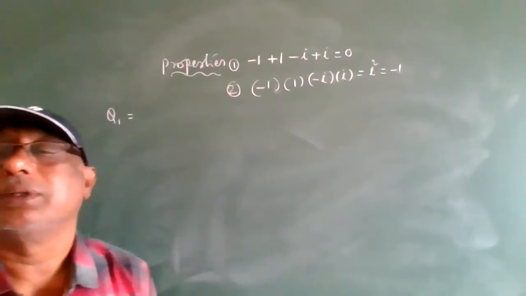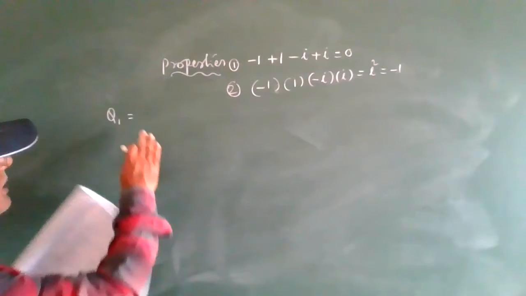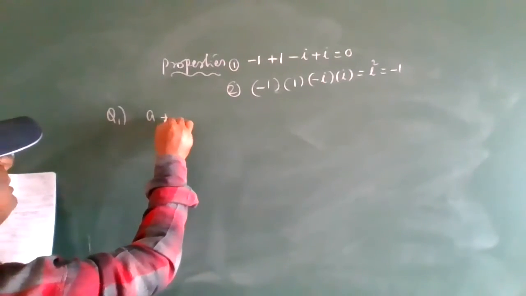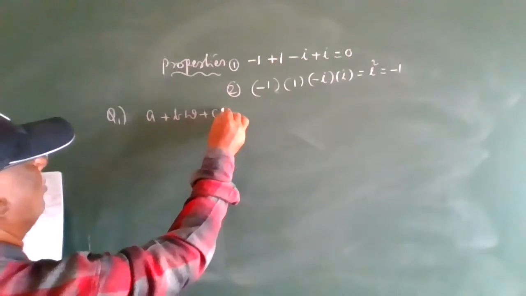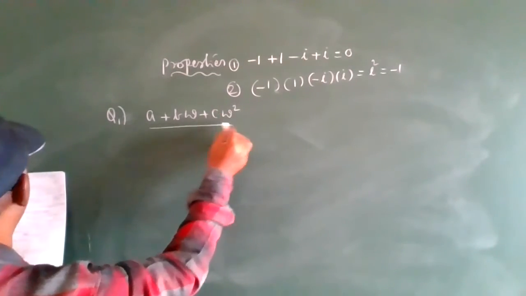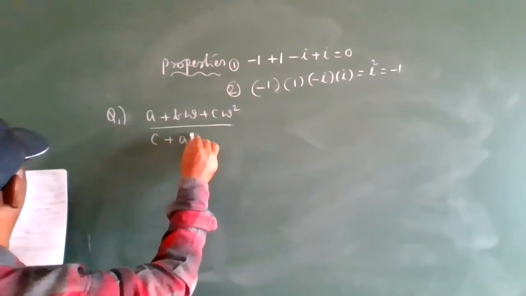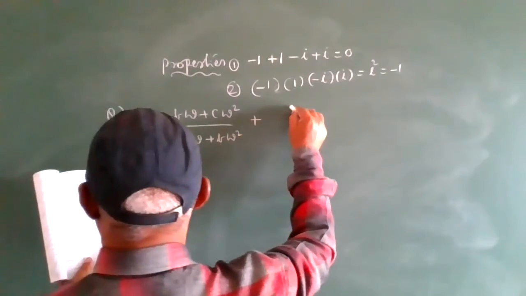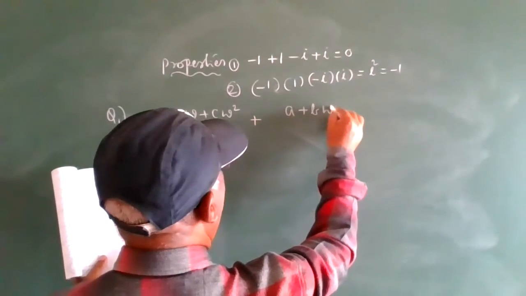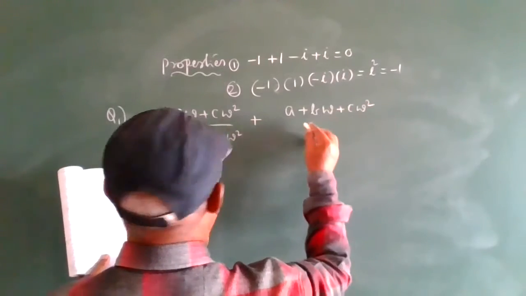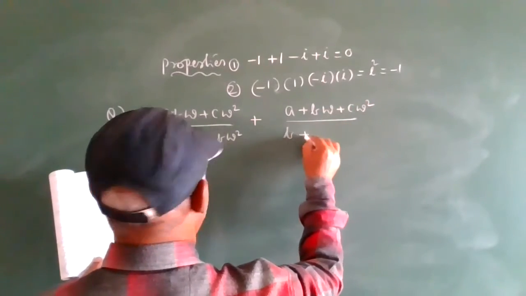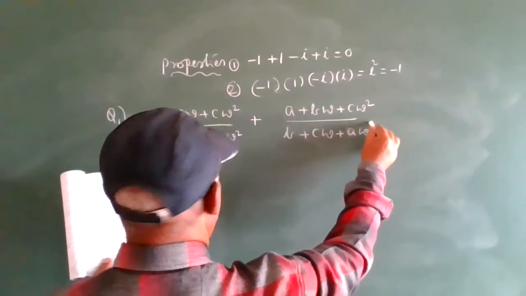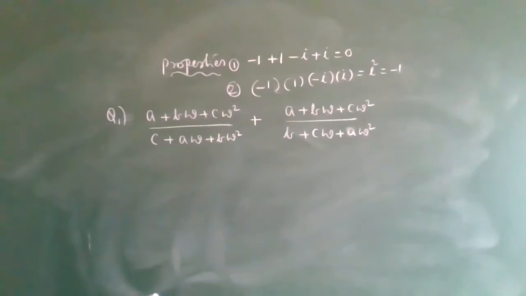Question number 1. I am going through question number 1. Everyone observe. The value of a plus b omega plus c omega square by c plus a omega plus b omega square, plus a plus b omega plus c omega square by b plus c omega plus a omega square. This is the given problem.